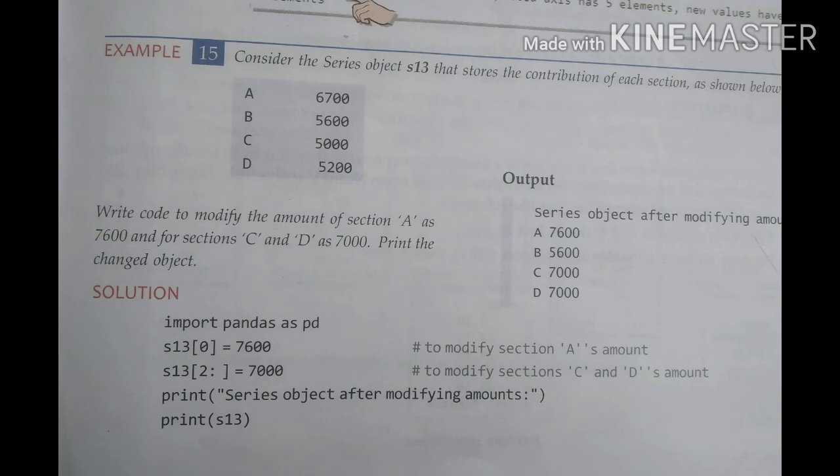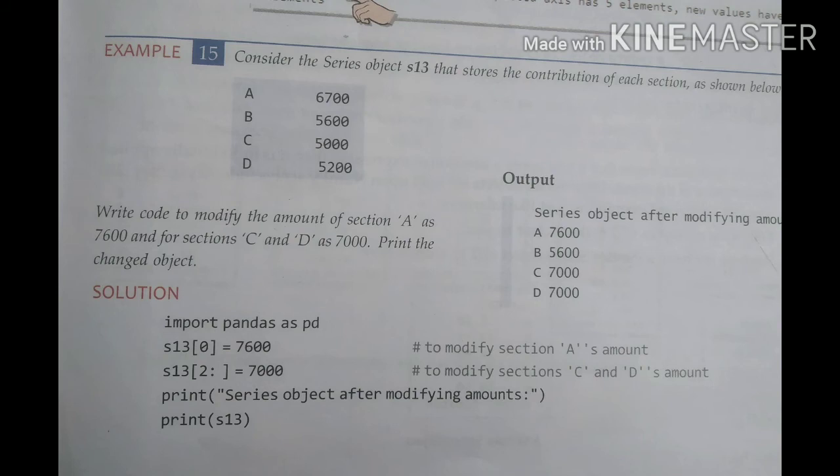In the next one also, import pandas as pd. S13 is the series object. Series object at 0 is 6700. Suppose this example is used if you want to modify the content of the series. You just have to write the index in the square bracket and give a value. Automatically the previous value will be updated. So now the new value of S13 at 0 index is 7600.